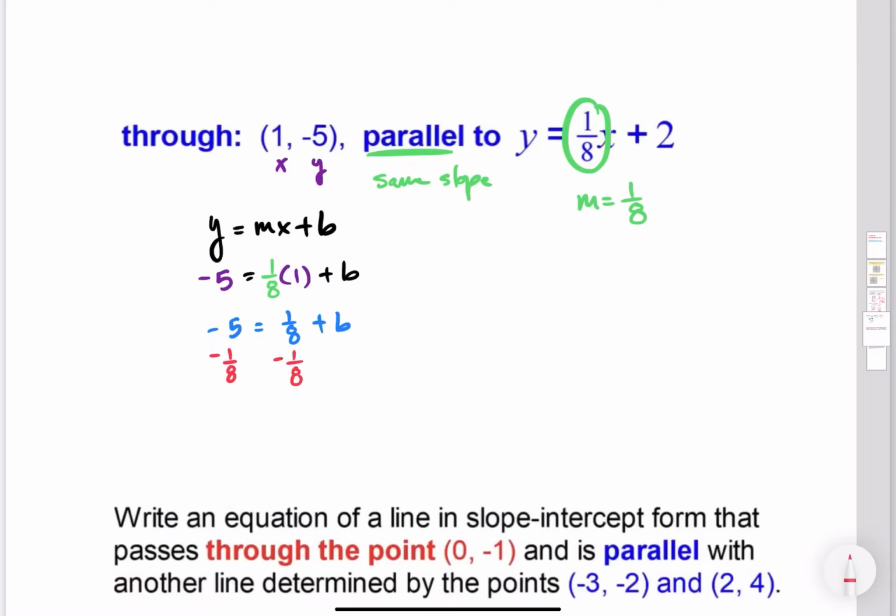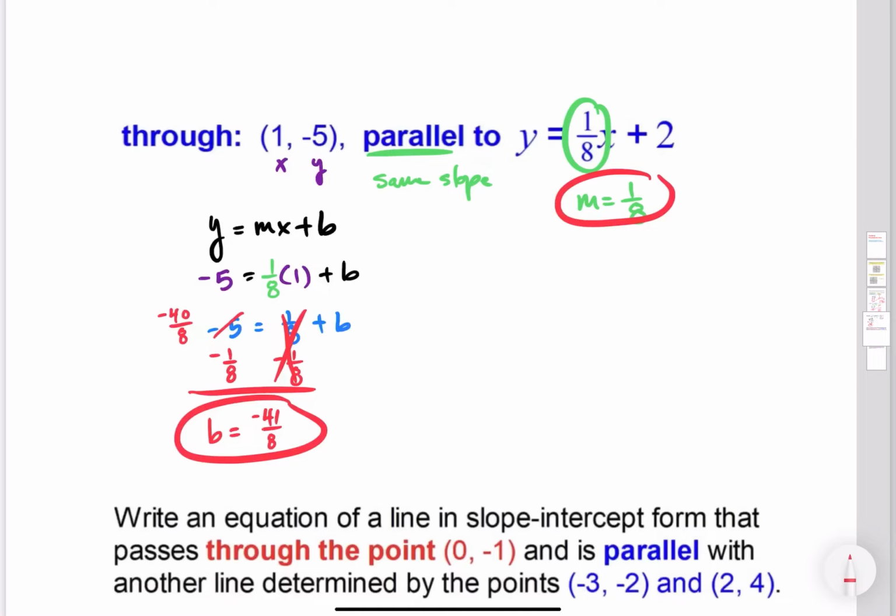on both sides. Now I'm going to convert that negative 5 as negative 40/8, because negative 40 divided by 8 is still negative 5. And we're just going to go ahead and solve for b here. So these 1/8 will cancel out. I'm just going to write the b on the left. And negative 40/8 minus 1/8 is just negative 41/8. So here's my y-intercept. So once again, I'll take my y-intercept, I'll take my slope, and I'll write out my equation. Y is equal to 1/8 x minus 41/8.